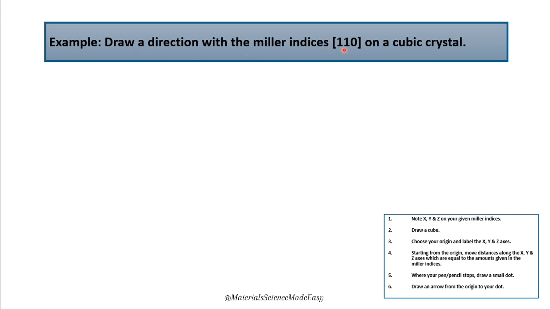Draw a direction with the Miller indices 1, 1, 0 on a cubic crystal. Step number 1, we note our X, Y, and Z on our given Miller indices. So let's do that. X, Y, and Z. Step number 2, we draw our cube. So let us draw that.